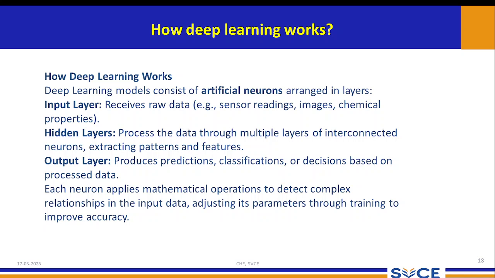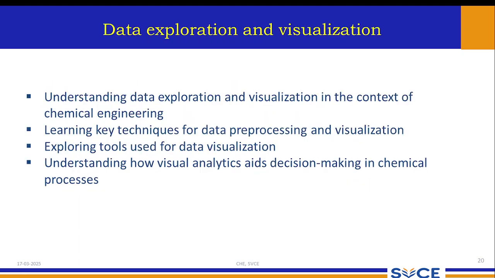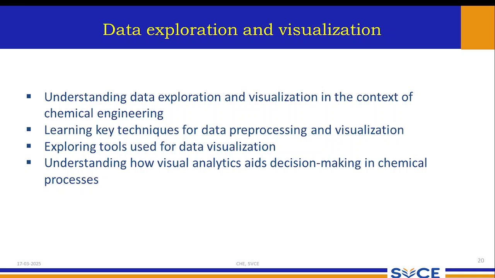Okay, so how does deep learning work? A deep learning model consists of artificial neurons arranged in layers: input layer, hidden layer, and output layer. Okay, so this we have already seen. So what are the applications of deep learning? It is used for process optimization, fault detection, and predictive maintenance. Okay, predictive maintenance.